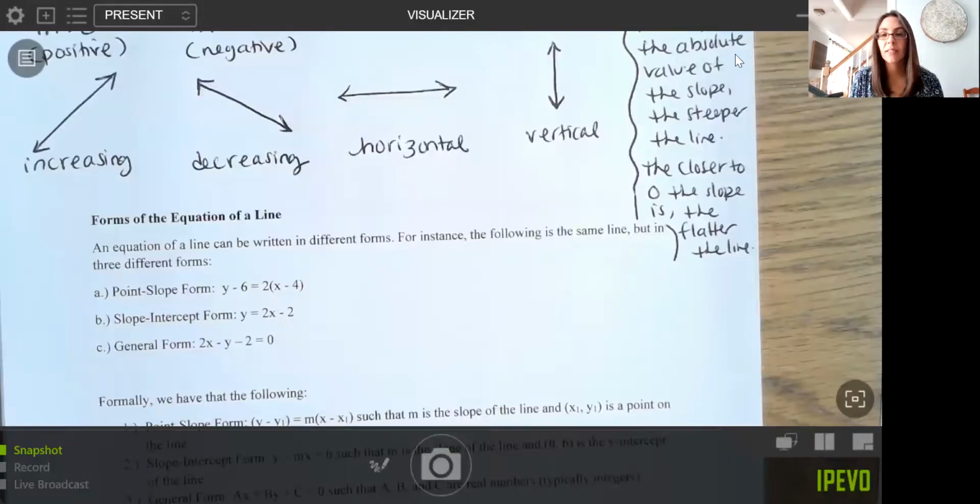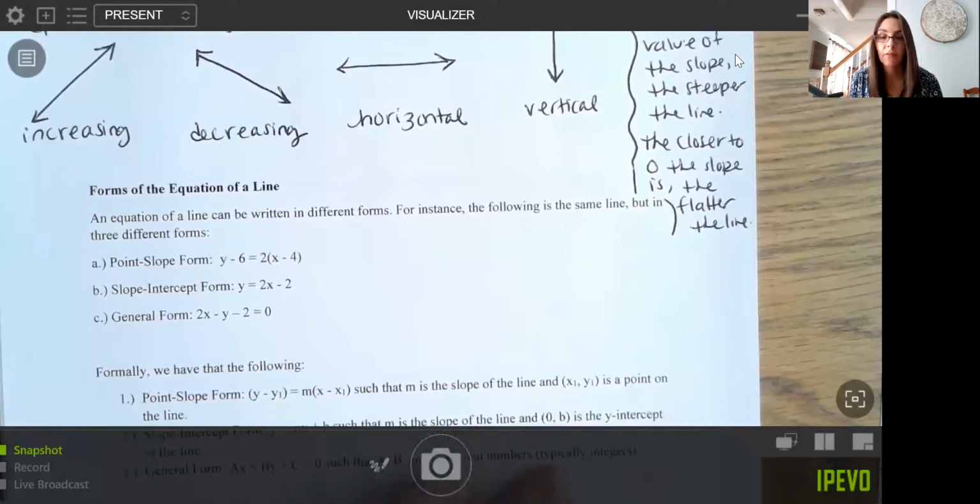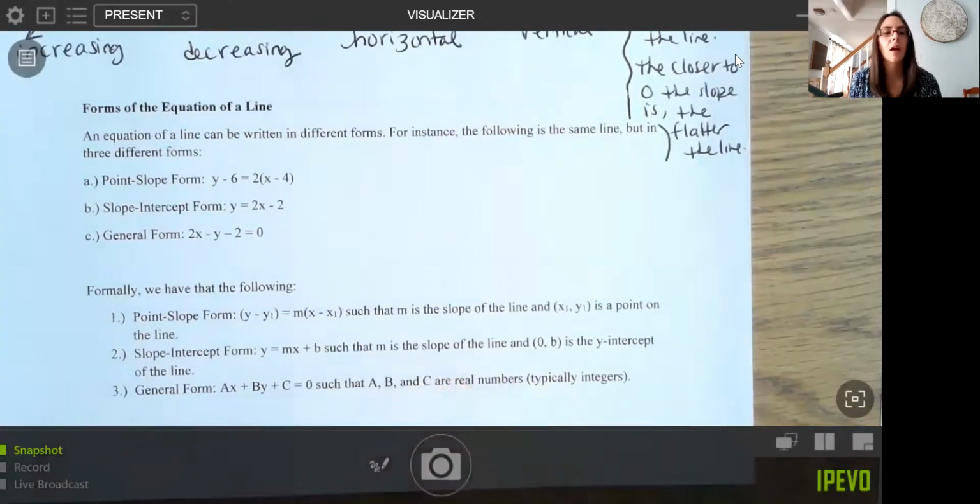Now I want to talk about the different forms of a line. There's lots of different ways that you can write lines. These just tend to be three of the main forms, and they are point slope, slope intercept, and general form.